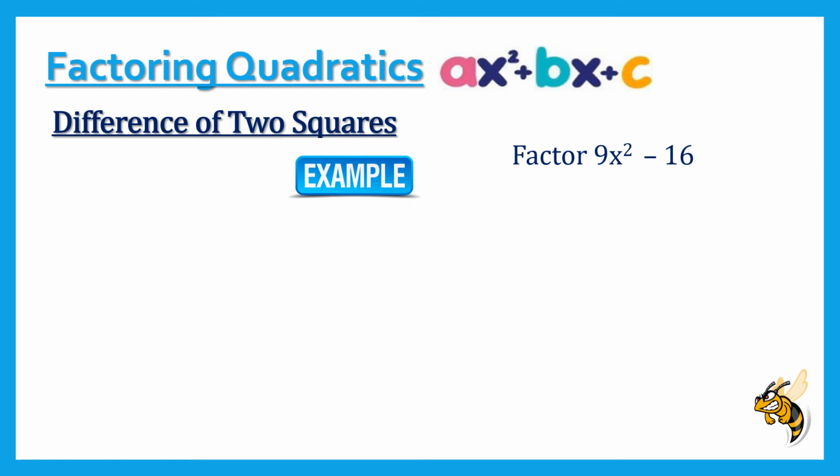Factor 9x squared minus 16. First, we need to find the square root of the first term. And the first term is 9x squared. So the square root of 9x squared is equal to 3x, because the square root of 9 is 3 and the square root of x squared is x.